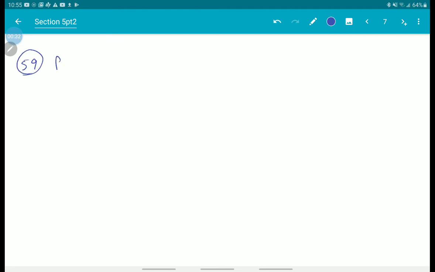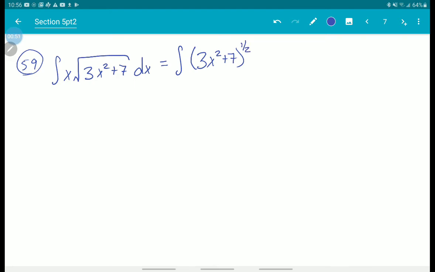So in 59, we're trying to integrate x square root 3x squared plus 7 dx. This is going to work the same way as all the other ones. We really need to start by thinking about that square root as a 1/2 power. I'm just going to do some rearranging here. I think it makes it easier to see your u and du. So u is that inside function, 3x squared plus 7. Du is the derivative of that, which is 6x dx.